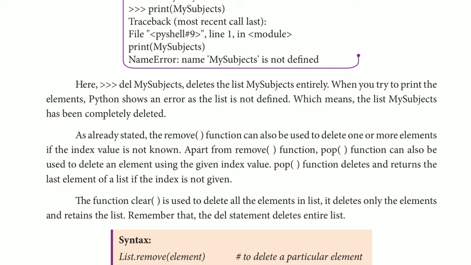So the function clear is used to delete all the elements in the list. It deletes only the elements and retains the list. Remember that the del statement deletes the entire list, but the clear function will not delete the list. Only the content of the list, the elements in the list, will be deleted when you use the clear function, but the del statement will entirely clear the memory or the content which is stored inside the list.